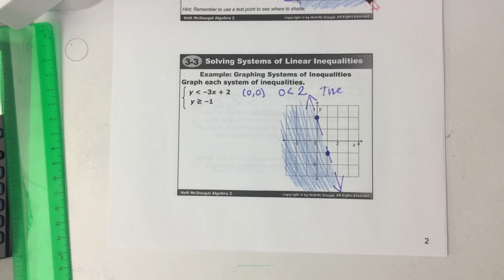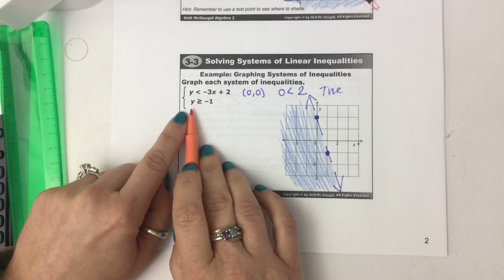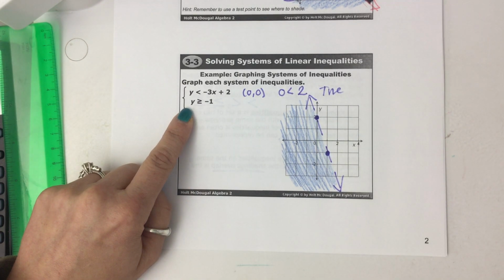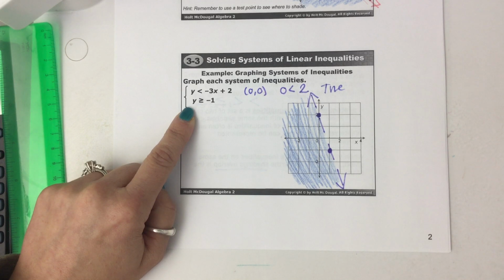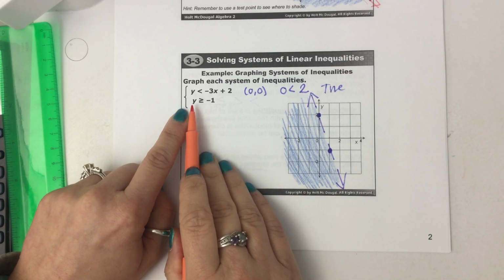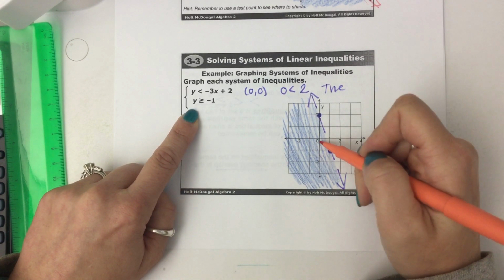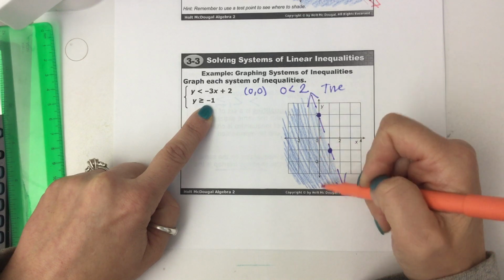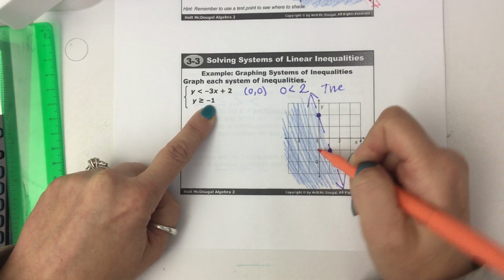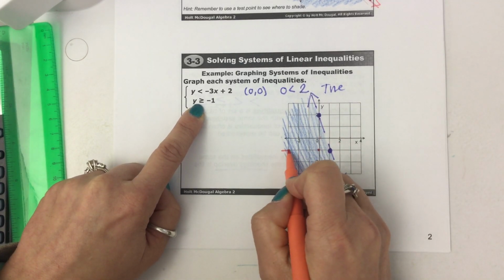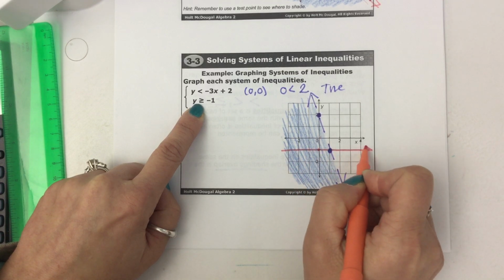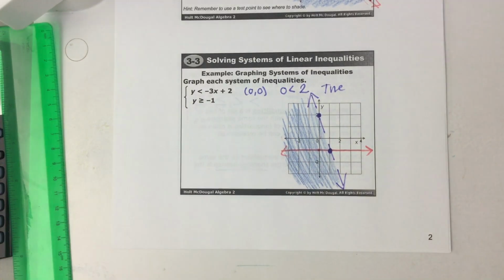Now I go to the next inequality. I only have one variable. If you only have one variable, that means that your line will either be horizontal or vertical. In this case, it's going to be horizontal because it has to cut the y-axis. It cuts the y-axis at -1. Y runs up and down. So I go down 1. This will be a solid line. I need a solid line that cuts through the y-axis at -1.